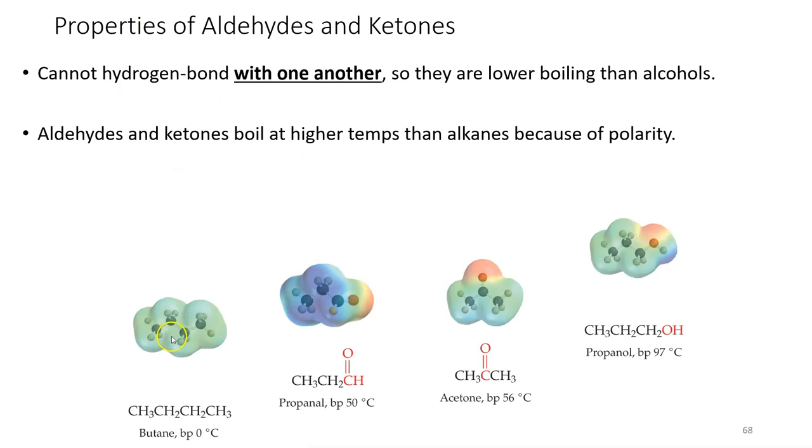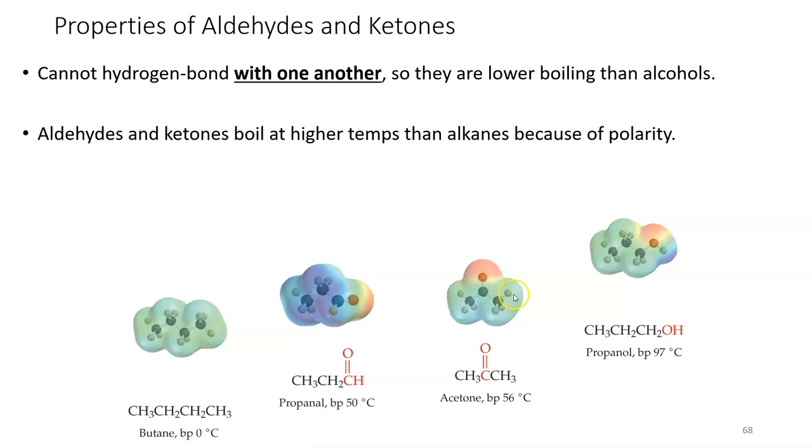So butane, obviously, has the lowest boiling point, and that is because we are only interacting with van der Waals forces here. But in propanal, now we have some polar bonds. So we are able to pull some of the electron density out to the end here, and that's going to give it more dipole-dipole interactions. So the boiling point will be a little higher.